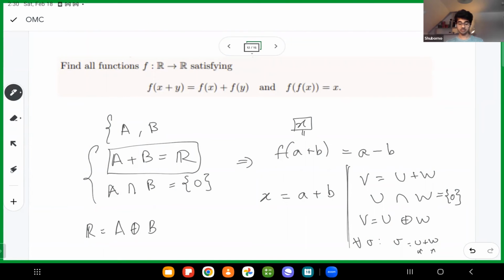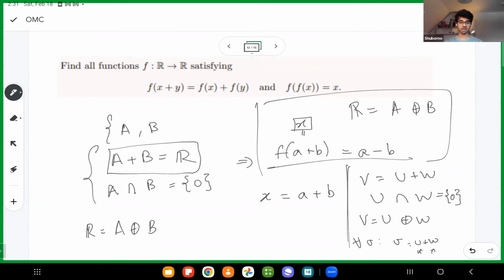just to summarize, if you write R as some A direct sum with B, if you can break it down into rational vector spaces of A and B, and you express any f of x as A plus B and set it to A minus B, so that is your general solution. I hope that sort of makes sense.